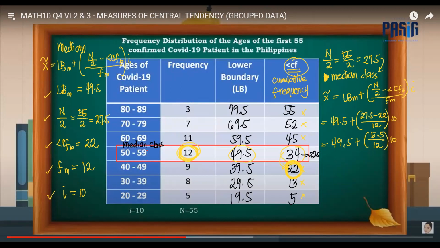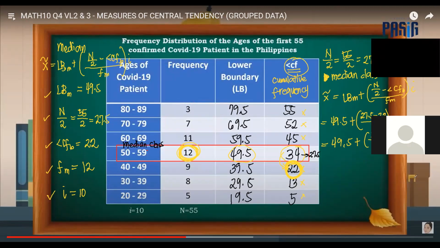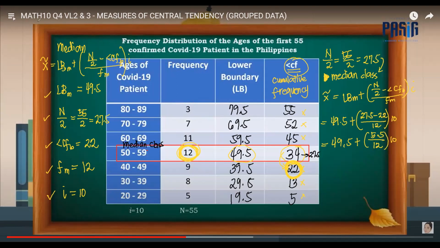What did you say? What is 5.5 divided by 12? 0.4583, that is 0.4583333333. So, what will be our answer here? When you multiply it by 10, that is 4.58. Let us round off to the nearest hundredths.